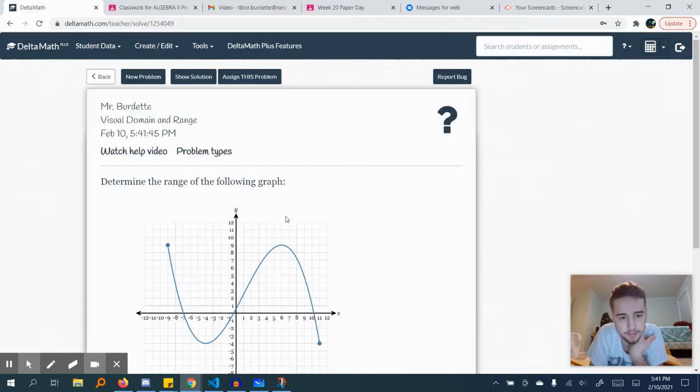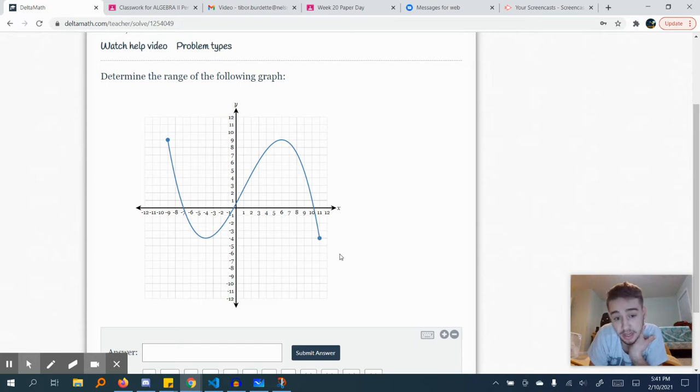Let's take a look. We want to determine the range of the following graph, and that means the lowest y value up to the highest y value. Well, it would if it was continuous. In our case, it is. But the range more specifically means everything the function can evaluate to. In our case, it can go as low as -4 and as high as +9 for the output, by the way, the output of the function.